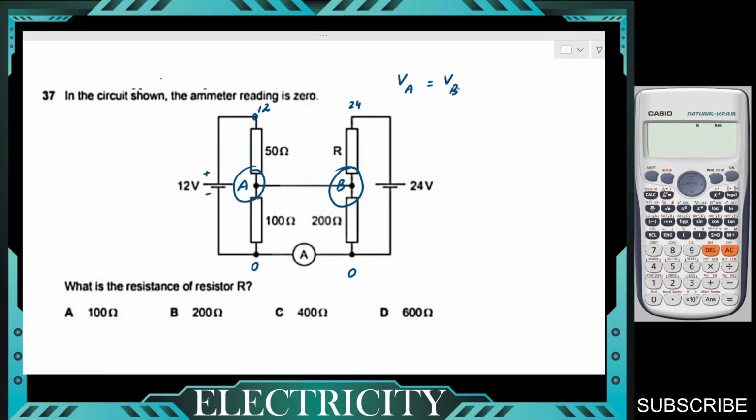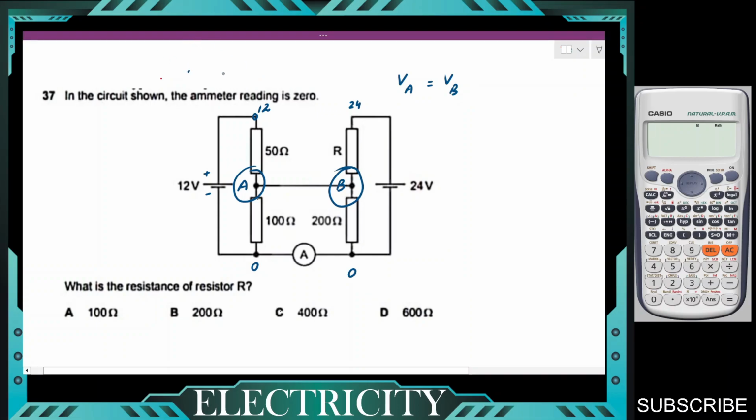Only then there can't be any current passing through the ammeter. If there were a potential difference, then there must be some current passing through the ammeter. So this is the most important thing. Ammeter reading is 0. Means the voltage at A would equal the voltage at B. We gotta find the voltage at A, and then we can find the voltage at B.